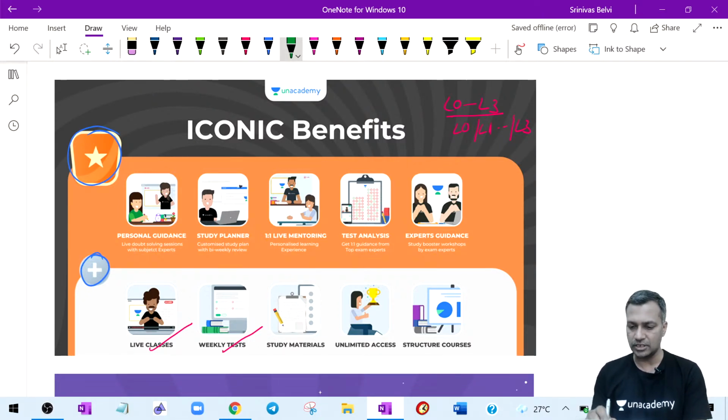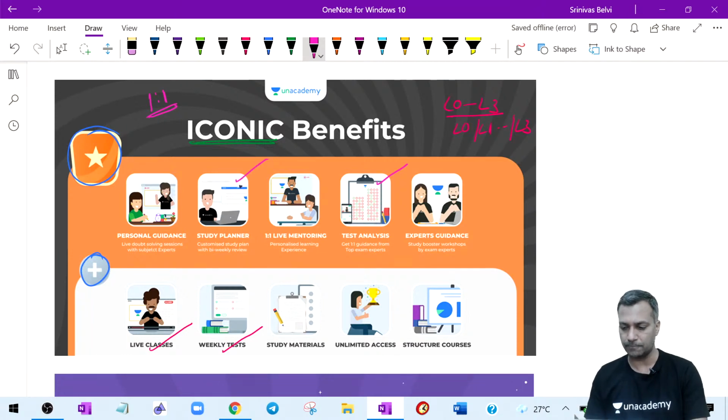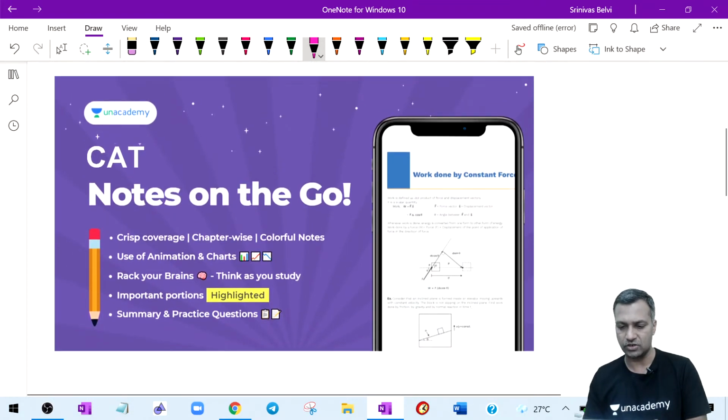And the Iconic subscription also lets you interface with a trainer for one-to-one discussion. It can be concept discussion, doubts discussion, test planner or test improvement discussion, or study plan discussion. It can be B school application discussion. Any of this you can discuss. You can book a slot with one of your favorite trainers and speak to them, and based on their experience, they will try and suggest.